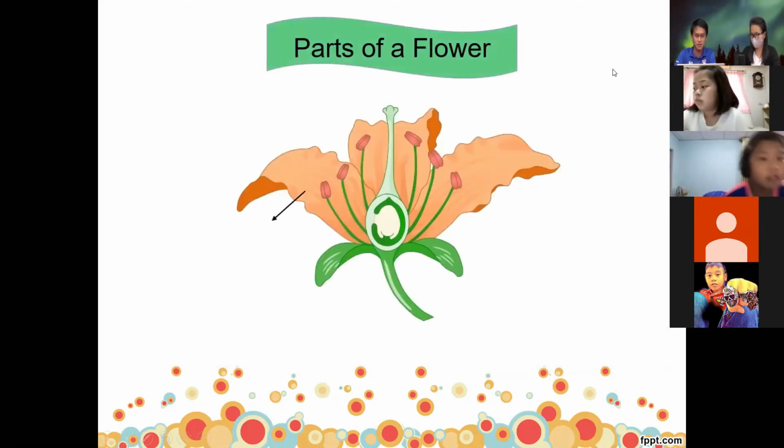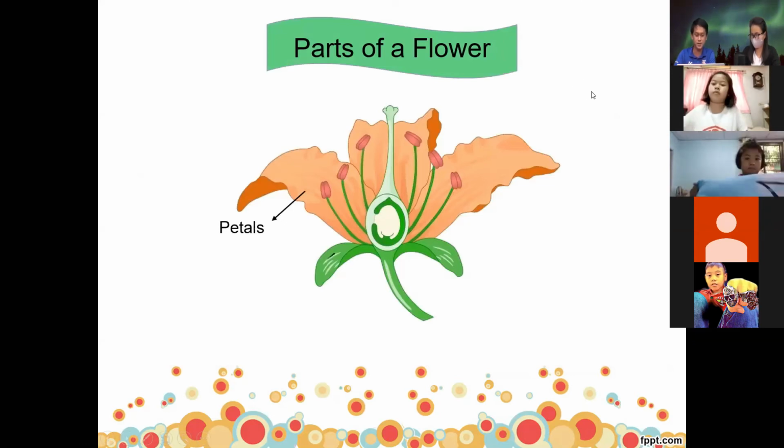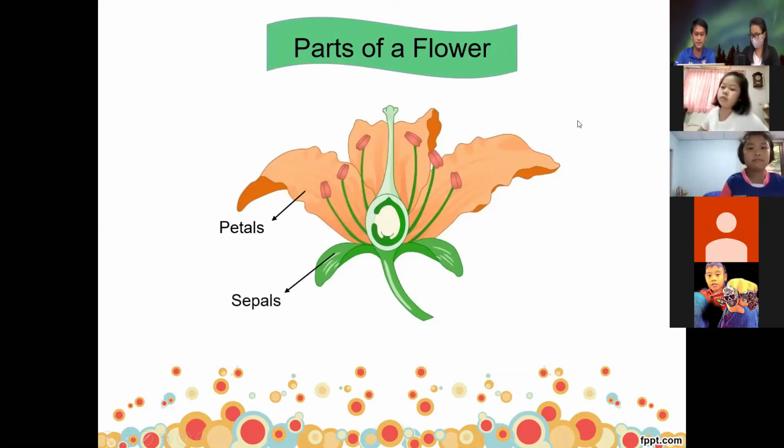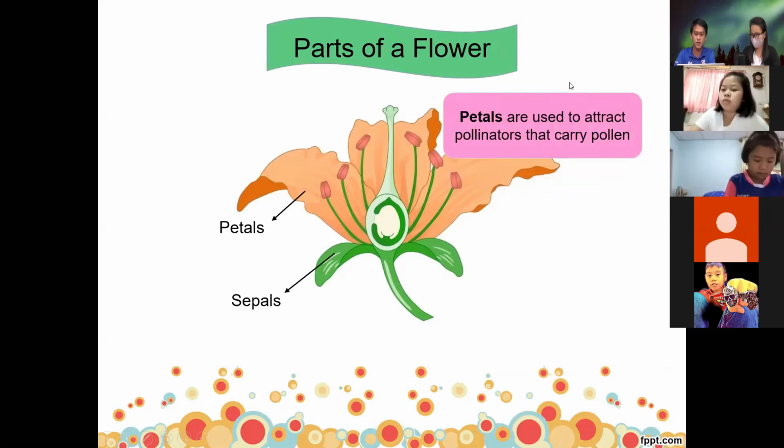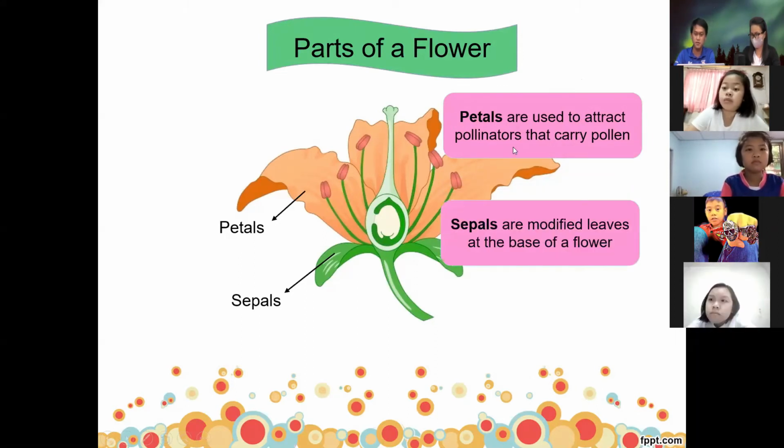Okay, let's go to the next part. Here are some other parts of the flower. We have the petals and the sepals. So, petals are used to attract pollinators that carry pollen. Examples of pollinators are bees and butterflies. Sepals are modified leaves at the base of a flower.